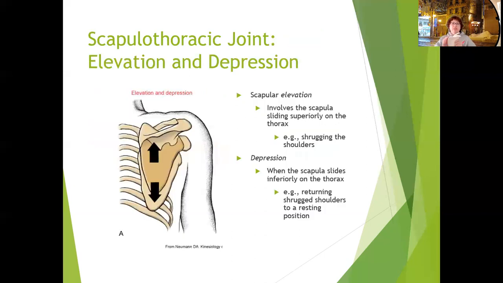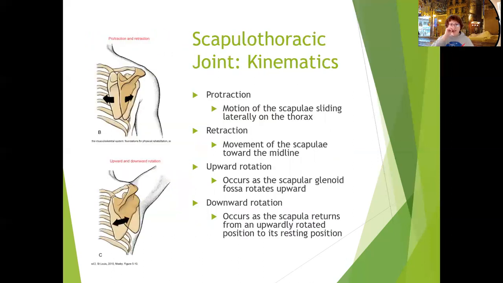Scapular elevation involves the scapula sliding superiorly on the thorax. When you shrug your shoulders, that's what happens to your scapulae. Depression is when the scapula slides inferior, so it's returning to a resting position. If you're doing shoulder rolls, you're doing a combination of different motions, but the scapula has to go up and down in order to do that, elevate and depress.